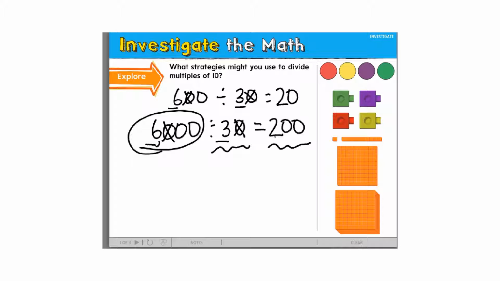So if I do 200 times 30, and I use the multiplication patterns that I learned, 2 times 3 is 6, and there's 3 zeros, and so I get 6,000. So do you see how those two problems, you can actually go back and do the opposite and check your work? Okay? Any questions so far?